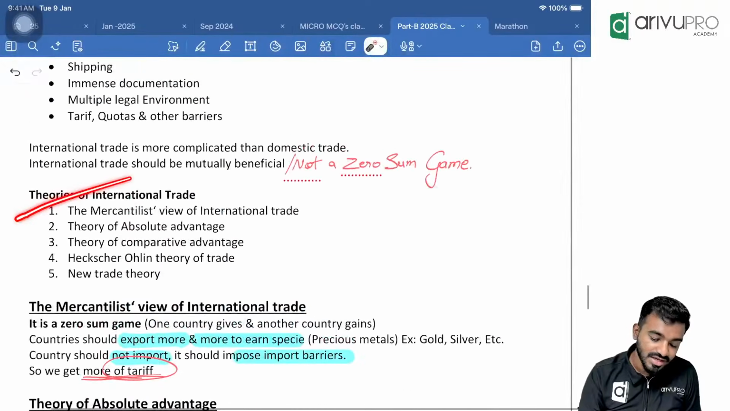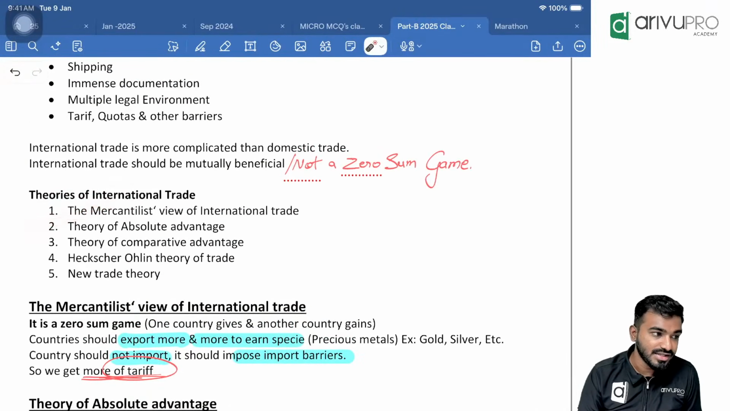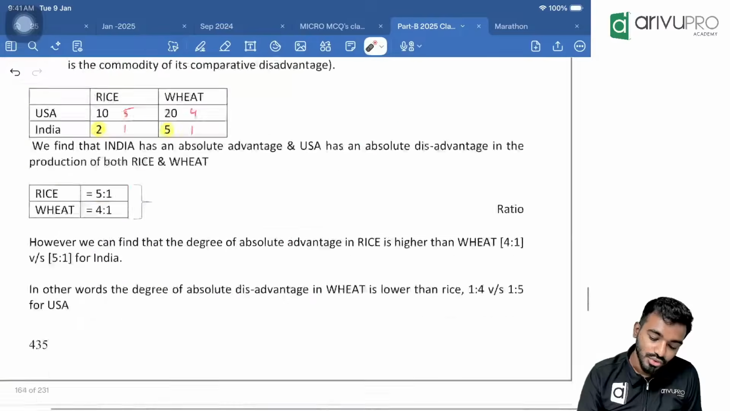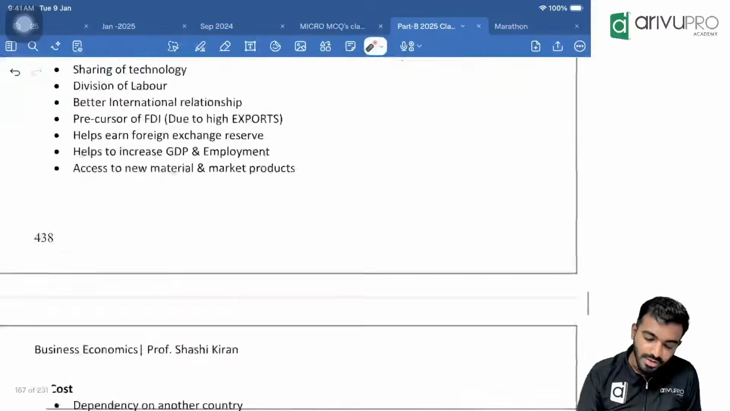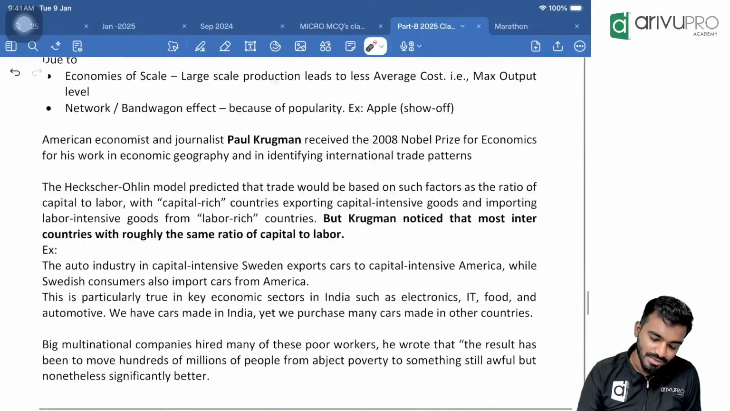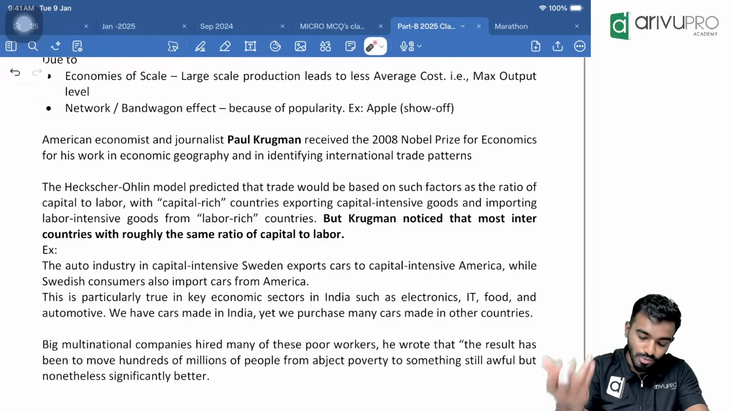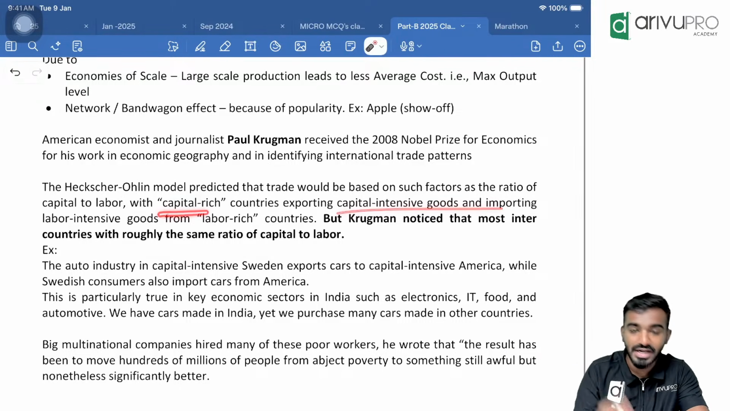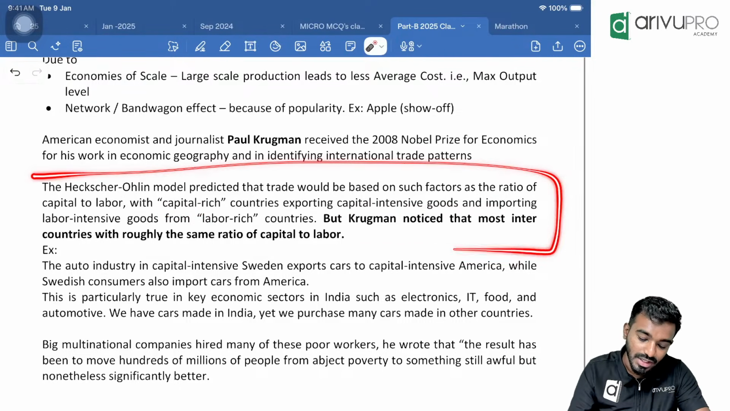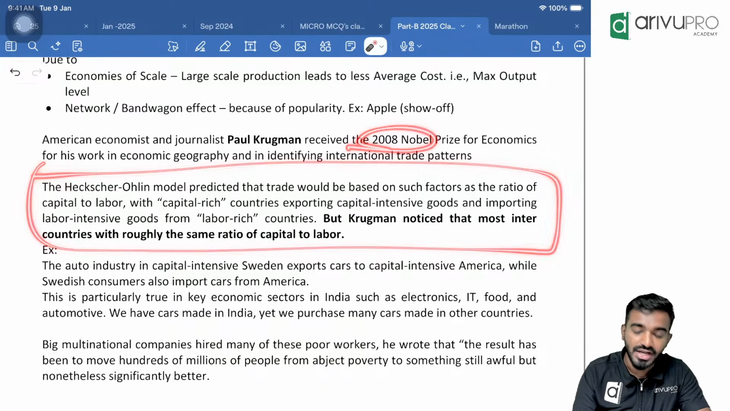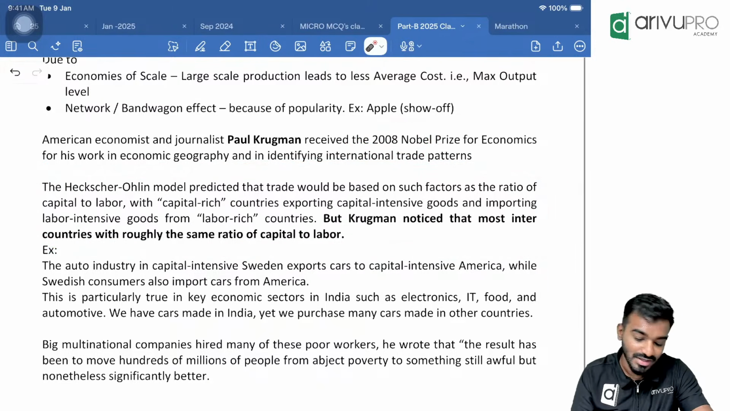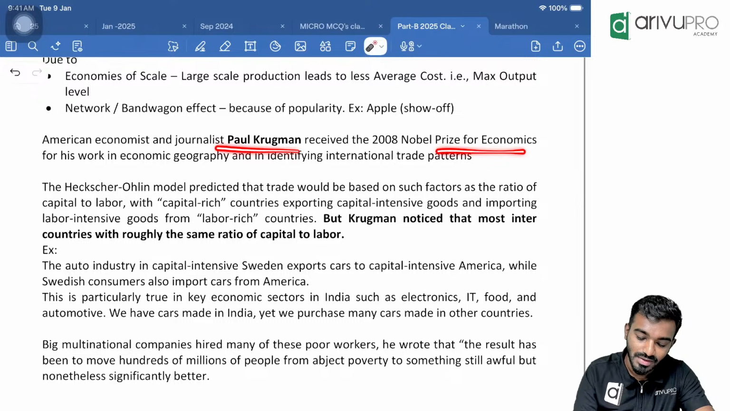The very first theory is mercantile view. The second theory is absolute advantage. Third one is comparative advantage. Fourth one is HO theory. Fifth one is new trade theory. Along with that, Paul Krugman has extended the same HO theory and he said there is no rule that this exchange of HO should happen only between a capital country and a labor country. Now by and large, it is happening between capital to capital countries and labor to labor countries. For which in 2008 he identified the trade patterns of international trade and he got a Nobel Prize.